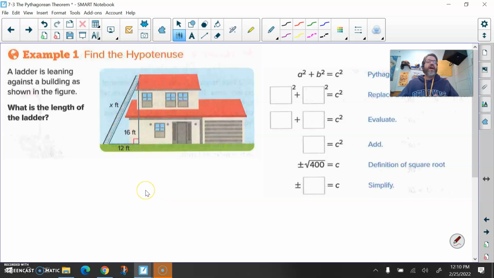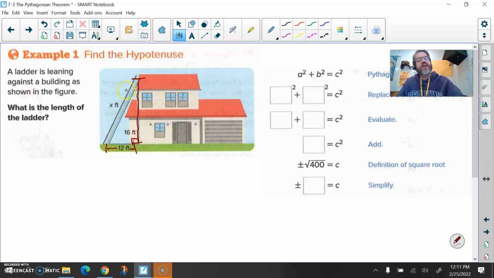All right, example 1. A ladder is leaning against a building as shown in this figure. Here's your ladder. We don't know its length. It just says it's X feet long. What is the length of the ladder? The base of the ladder right here is sitting 12 feet away from the side of the upper addition of this house. And then it's spanning a full 16 feet up here. All right, these measurements are given, 12 feet here, 16 feet here. So we're given the legs of this right triangle here.